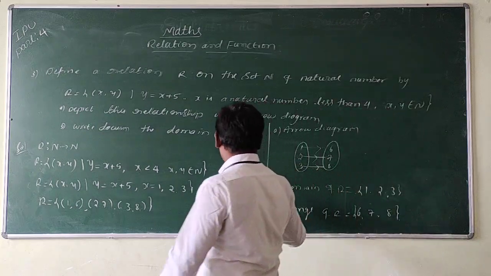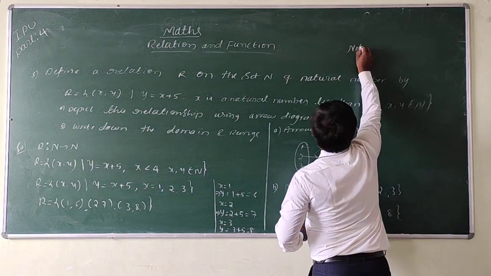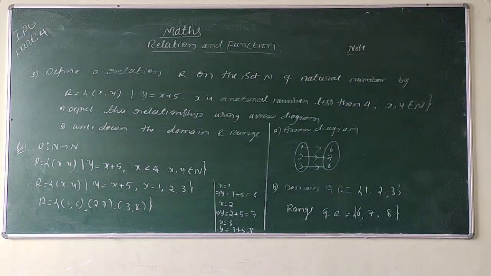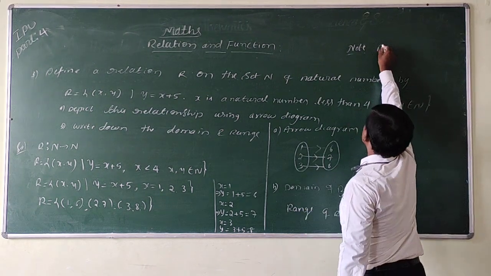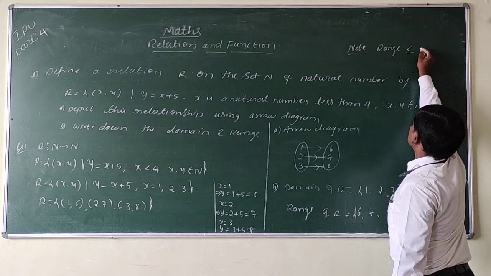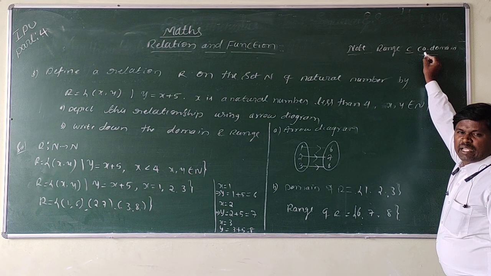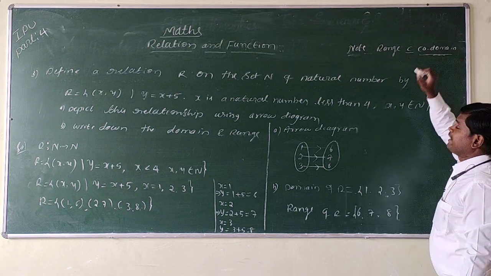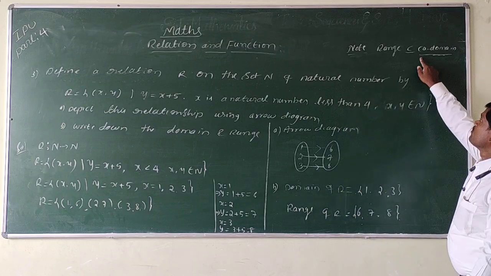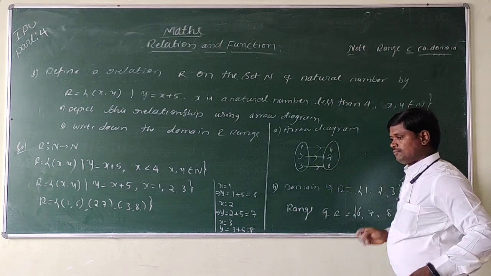I think there is a small error in the notes. The range is a subset of the codomain. If you have written domain there, please change it, it is not domain. Please write codomain, since the range is a subset of the codomain. This is the codomain. Okay, next.